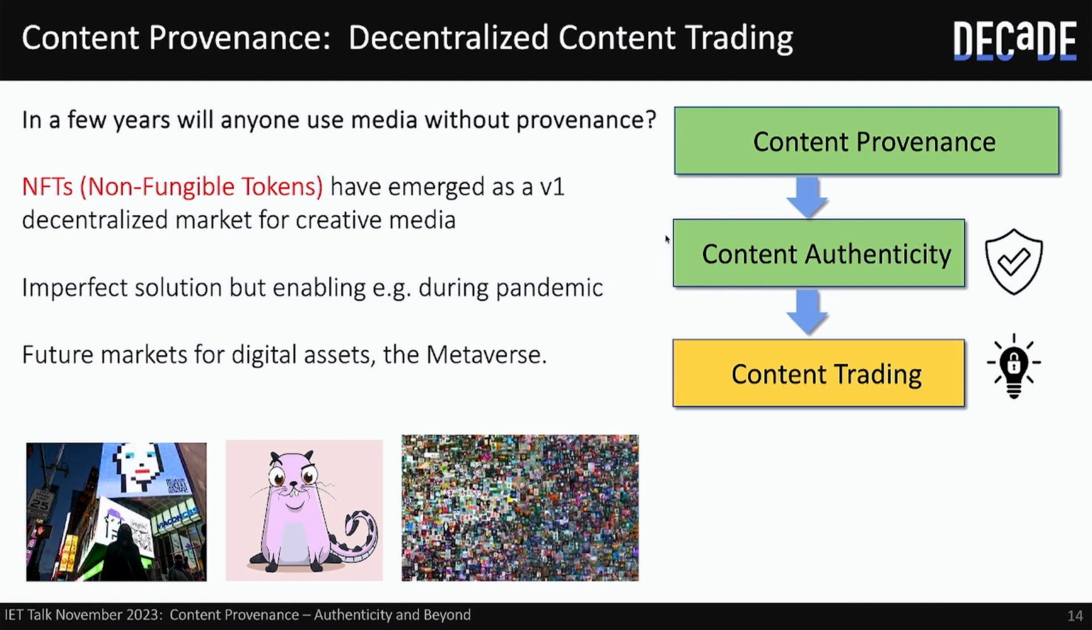Interestingly, there was something that came to prominence a lot during the pandemic, when traditional routes for creatives to sell their work were kind of shut down, like galleries and so on. This rise in digital trading of artworks through something called NFTs came to the fore. NFTs were an example, perhaps like a V1, a version 1, of a decentralized market for creative content.